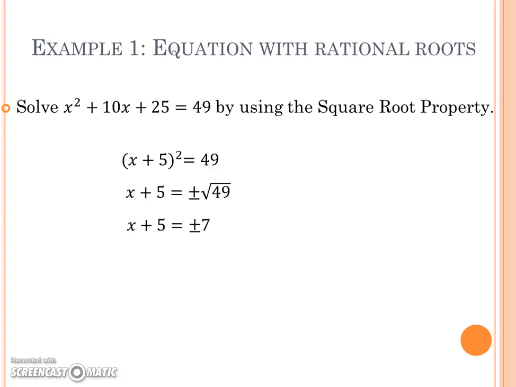But we're going to write it as two equations because it's positive and negative 7. So we subtract 5: negative 5 plus 7, negative 5 minus 7. So our two answers are x equals 2 and negative 12.